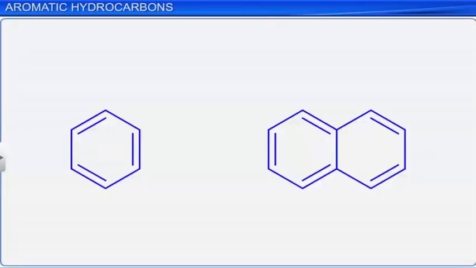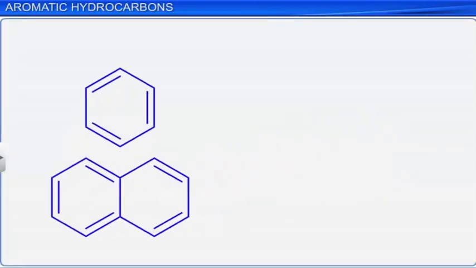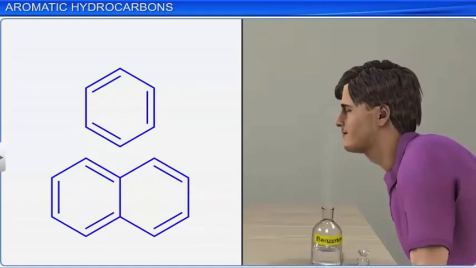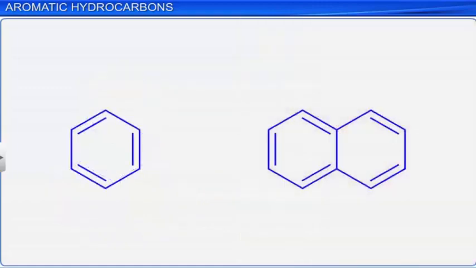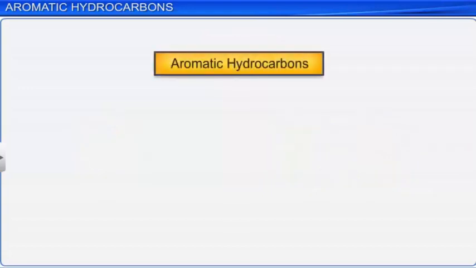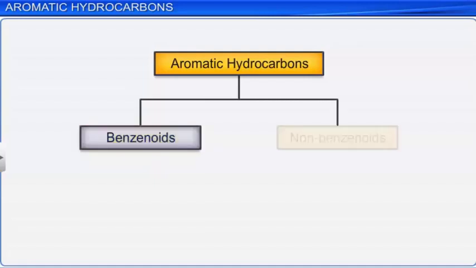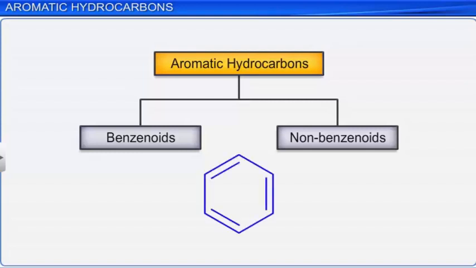Aromatic hydrocarbons are so named as they possess a pleasant smell. Hydrocarbons containing conjugated cyclic rings are called aromatic hydrocarbons. These aromatic hydrocarbons are also called arenes. Aromatic hydrocarbons can be further classified as benzenoids and non-benzenoids on the basis of the presence or absence of benzene ring.